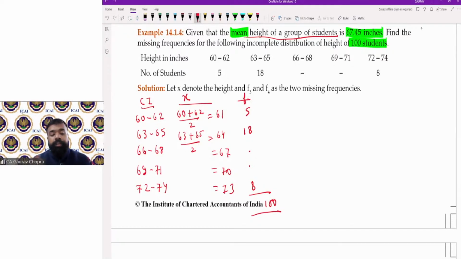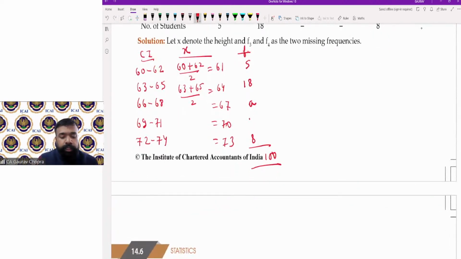Frequency का total आपका 100 है. Now, how can you solve? One thing can be done: if you assume one value is A. जो दो फिगर्स मिसिंग हैं, एक को आपने अज्यूम कर लिया A. What will be the other figure? तो 100 में से अगर आप सबको माइनस कर दो तो लास्ट फिगर आ जाएगा आपके पास. So let's calculate 100 minus 5 minus 18 minus 8 minus 8.